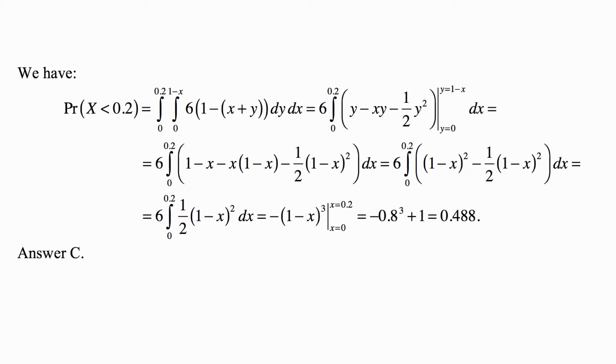So we almost have the derivative of (1 minus x) cubed there, almost, because the derivative of minus x is negative 1, so you need that minus to cancel that negative 1. So the integral of 3 times (1 minus x) squared is minus (1 minus x) cubed. And we evaluate it from 0 to 0.2. That becomes minus 0.8 cubed plus 1, and that is equal to 0.488, which is answer C.